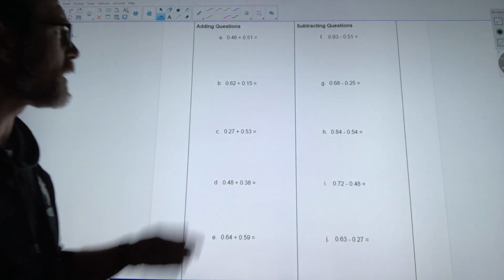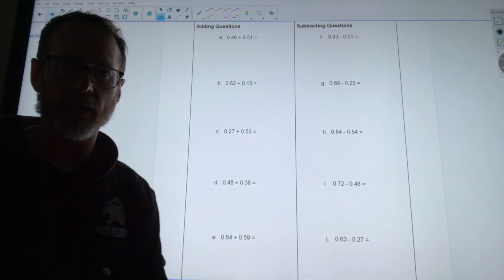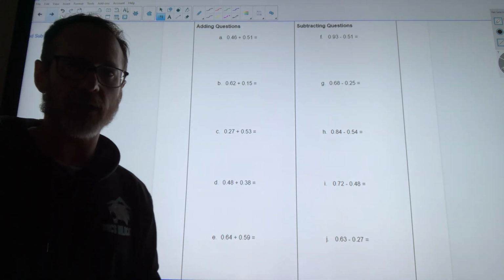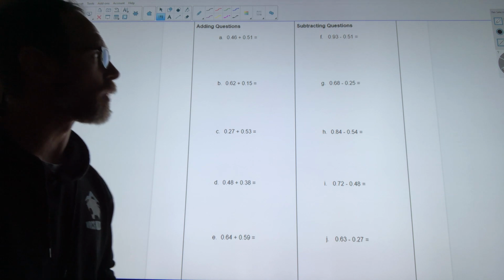All right, guys, let's review these questions. I'm going to vary my strategy between the count forward, count back strategy and the stacking with borrowing and carrying.